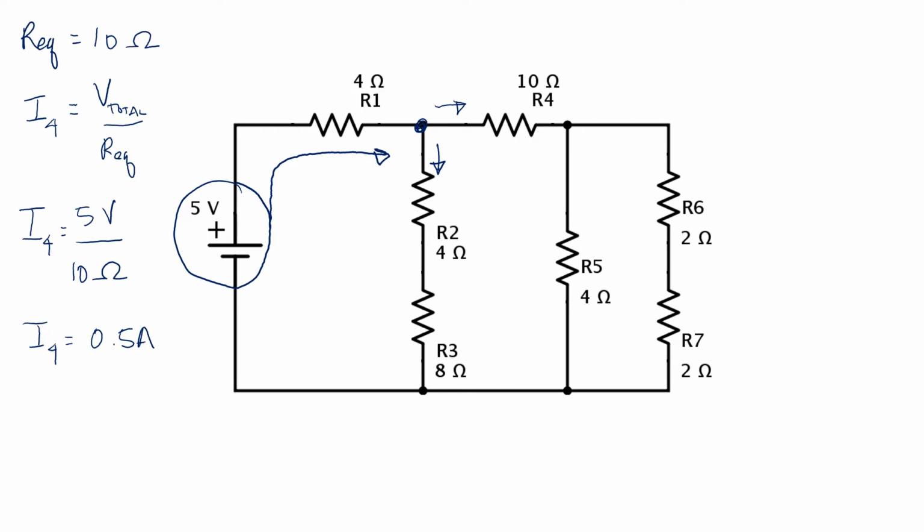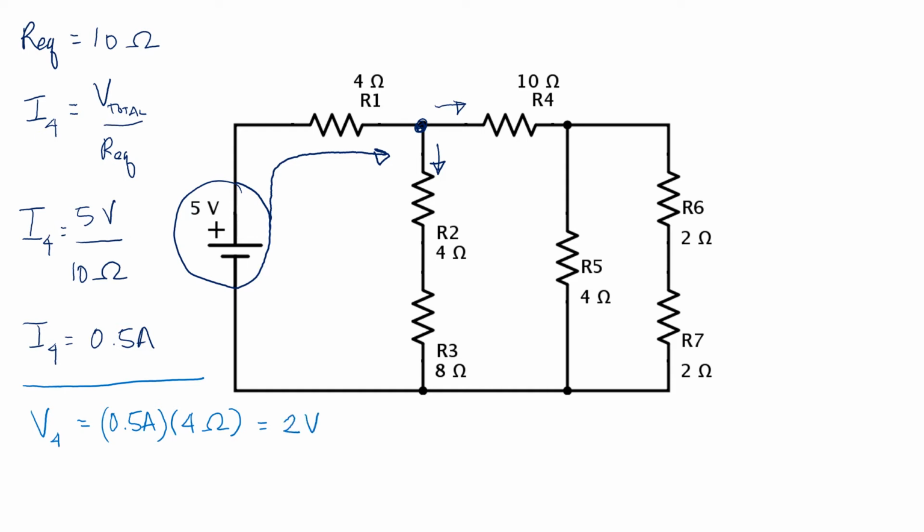A little more analysis I can do with the R1 here. If I know the current through R1 and I know the resistance of R1, I can find the potential drop for this R1. So my 4 ohm resistor there has a current of 1/2 amp. It has a resistance of 4 ohms. So that means it has a potential drop of 2 volts.